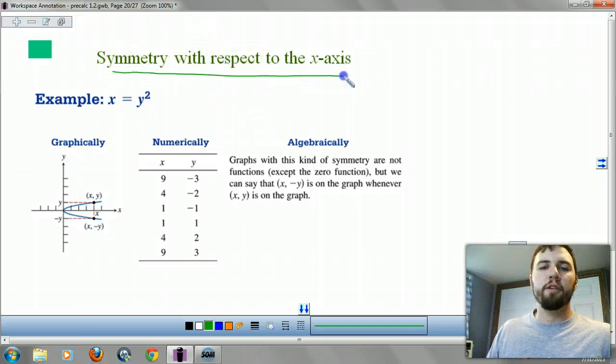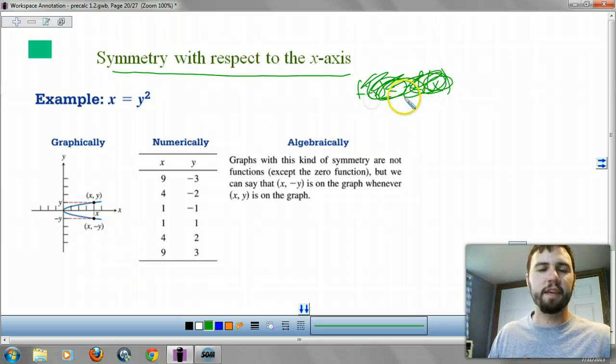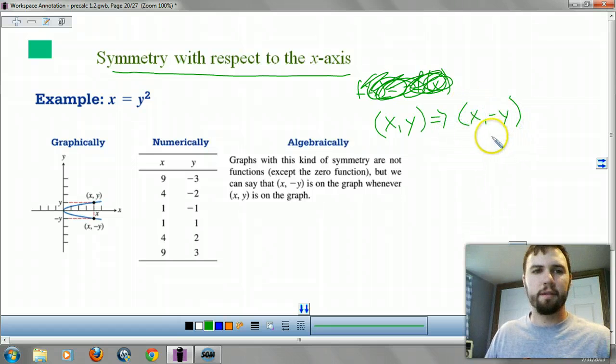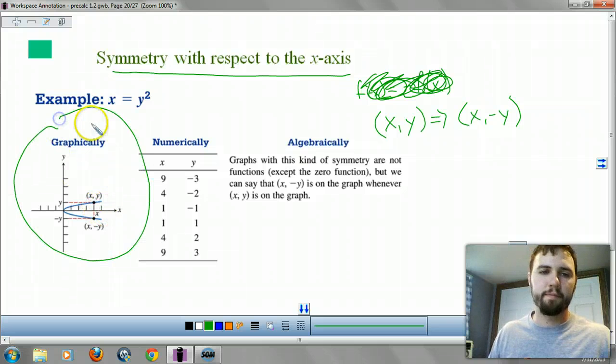Now, if you're symmetric to the x-axis, what that means is your f of negative x equals negative f of x. Okay? Just kidding. It's symmetric with your x. What that says, if x, y is on the graph, then x, negative y is. These aren't functions, so we aren't going to worry about it too much. But when you look at the graph, you should be able to tell. Okay?